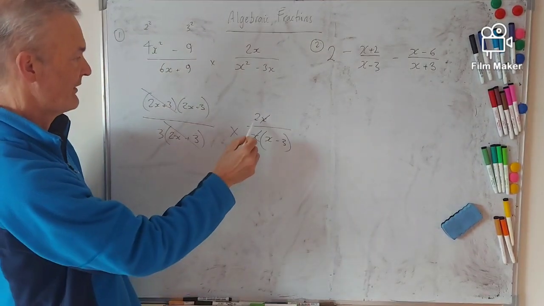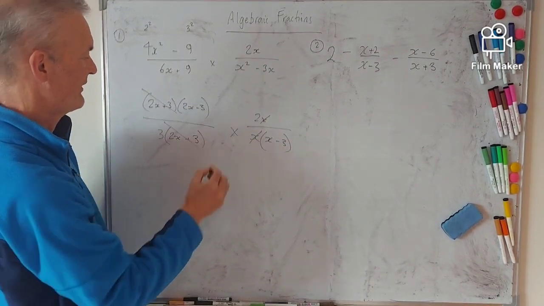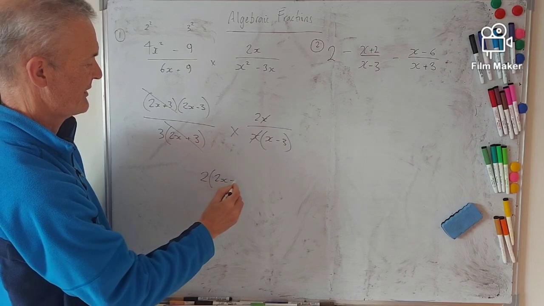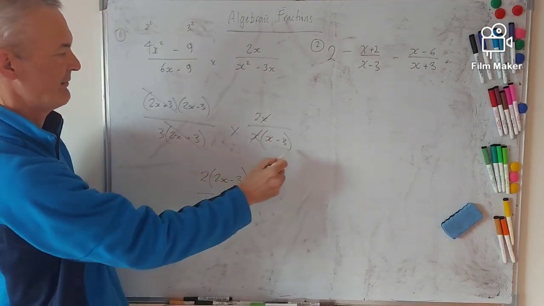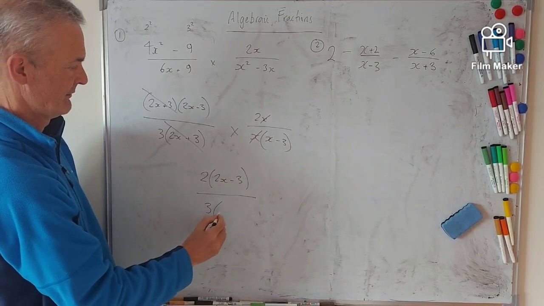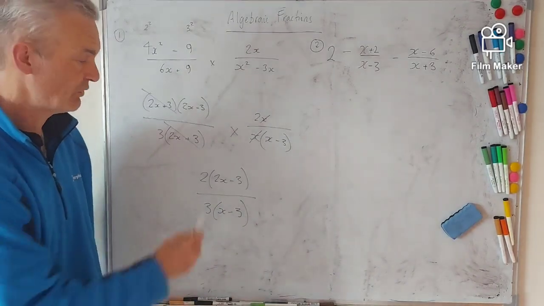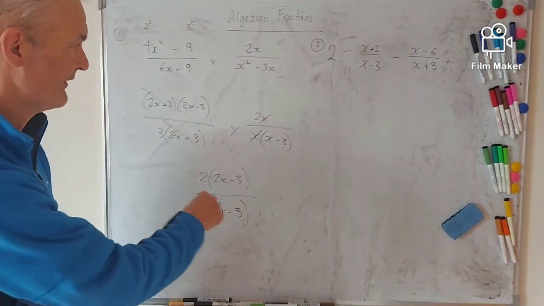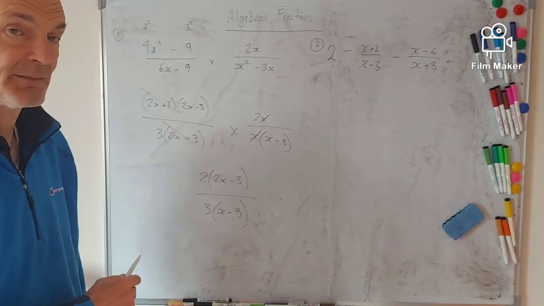And that leaves us with, on the top, 2 times this. So 2x minus 3. And underneath, we've got 3 times this. Like so. You could multiply out the brackets if you wanted to. That's not particularly difficult, but I think that will do. I don't think we're going to get any more from multiplying them out.